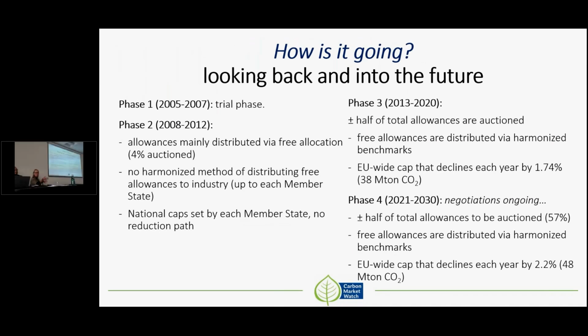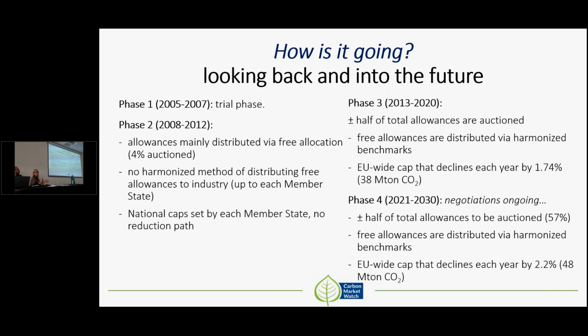How has it evolved is exactly tackling this question, because if you look at this, the system has been divided into trading periods. It was set up in 2005 with a trial phase. And then phase 2 was a very important phase, when it was actually put on its feet, but there were a lot of problems in the system. Back then, the allowances were mainly distributed via free allocation.